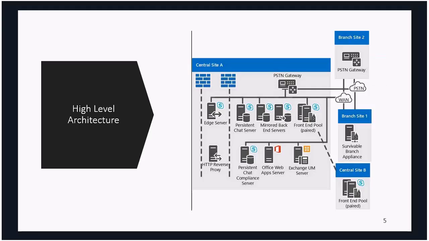You also have the option to deploy appliances and gateways to serve the needs of smaller branch sites. So you can see a survivable branch appliance is literally just an appliance you buy from a third-party vendor, and it would allow you to meet the needs of a smaller site. You could also choose to deploy a gateway just to do the audio capabilities of that site, the PSTN capabilities, and the users would still sign in to the central site, either in A or B.